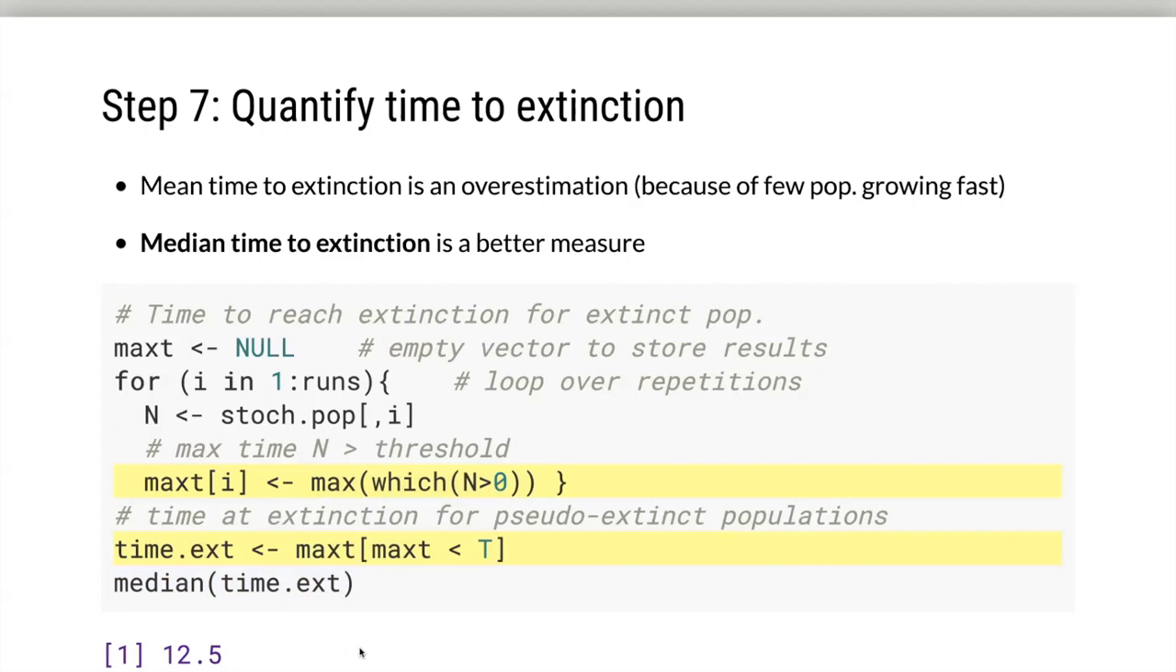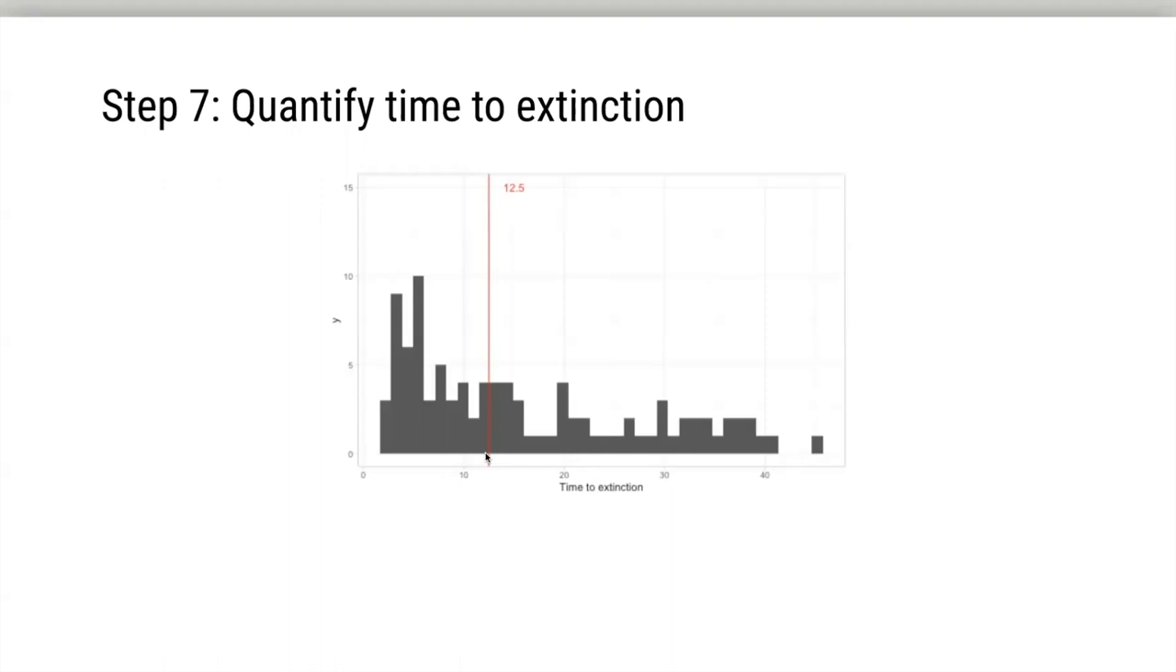Okay, so we can plot that. Among the extinct populations, that's the number of years it took the populations to reach the extinction threshold, and the median value is about 12.5 years. So that's giving you an idea of how long it takes the population to get extinct.